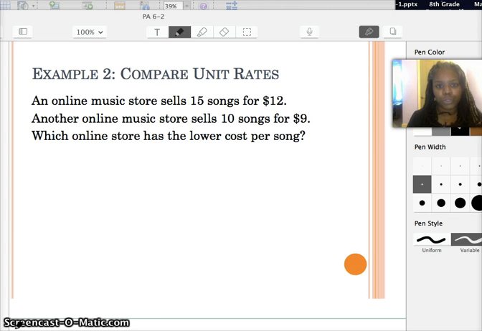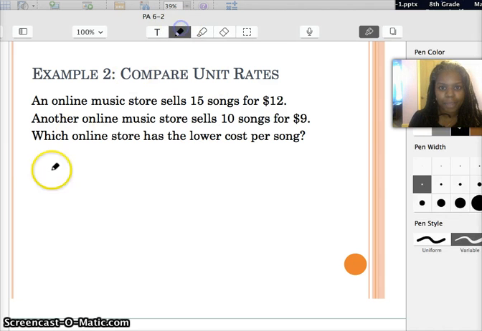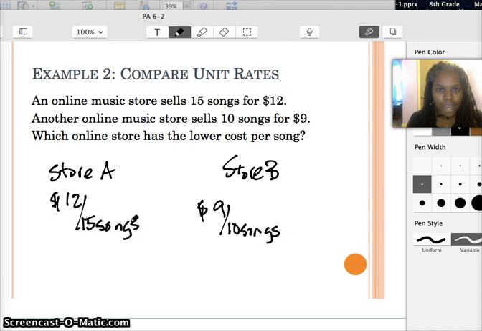So in example 2, we have one online music store. Let's call it Store A. Let me get my pen back. We can call it Store A. For $12 at Store A, online music Store A, you can get 15 songs. And at Store B, for $9, you can get 10 songs. Okay, and this is a real life situation, right? You want to know which one is the better deal.